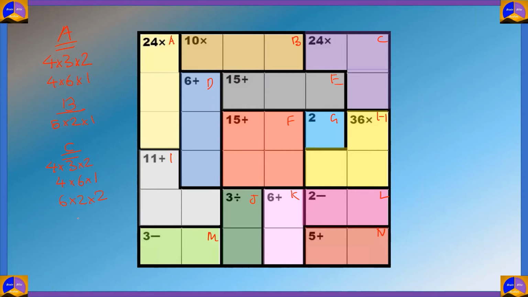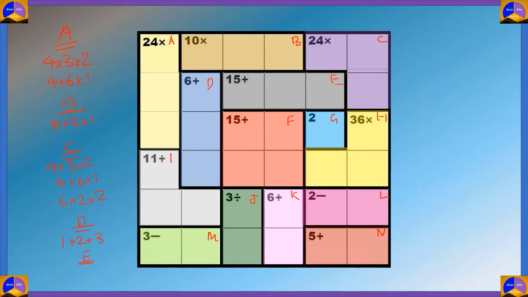Now, let's look at cage D. In this cage, there are 3 cells and the operation is addition. After adding, our result must be 6. So, the only option is 1 plus 2 plus 3. Now, let's look at cage E.